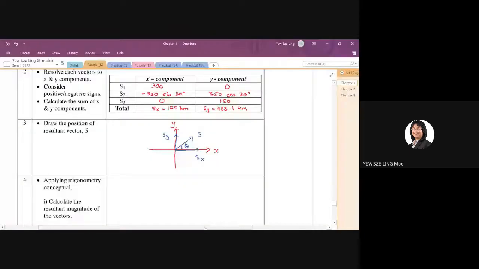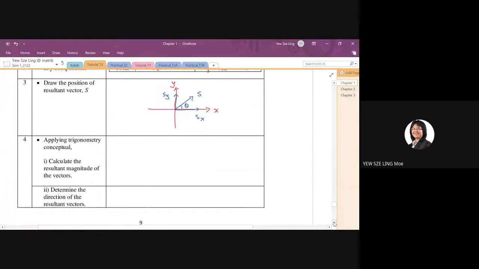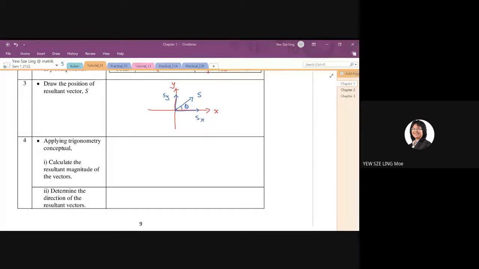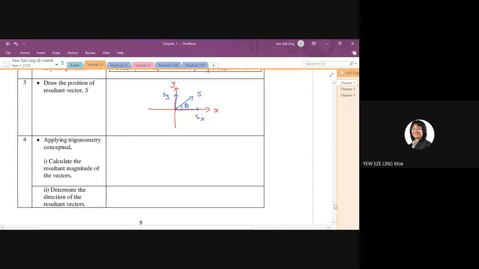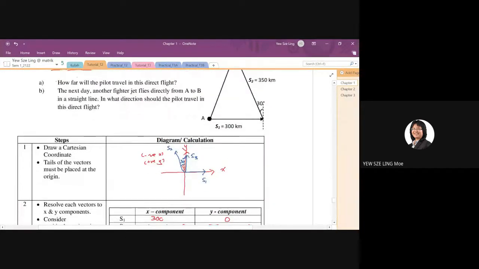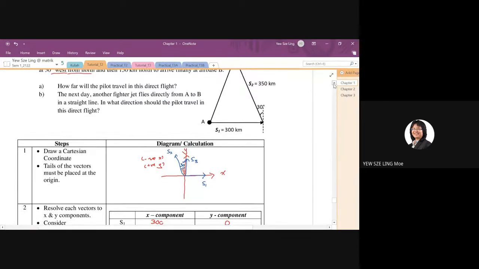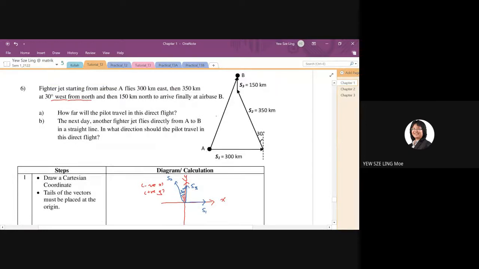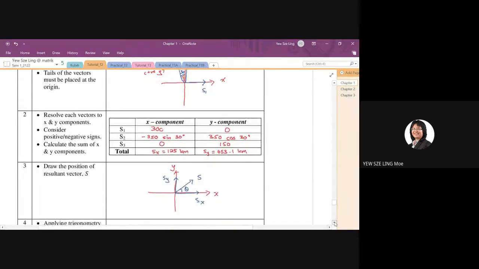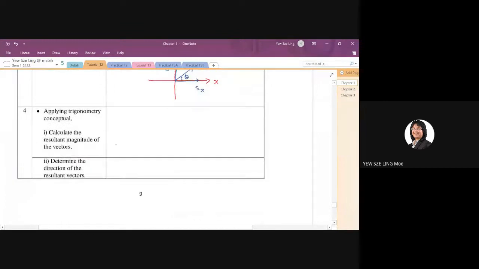Okay, resultant S. So now is the time to answer question A. Question A asks you to calculate the total distance travelled, the resultant value. If you go back to the question, it says, how far will the pilot travel in this direct flight? So direct flight means that it's from A to B. This is your S, the resultant, the total. So you add them up, and that would be the answer for question A.